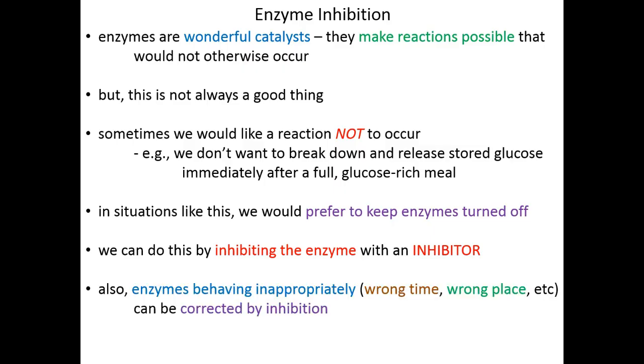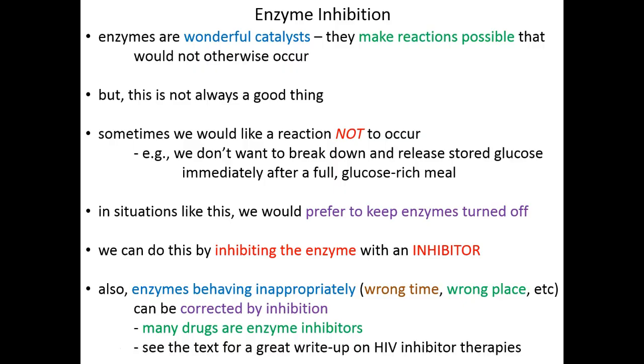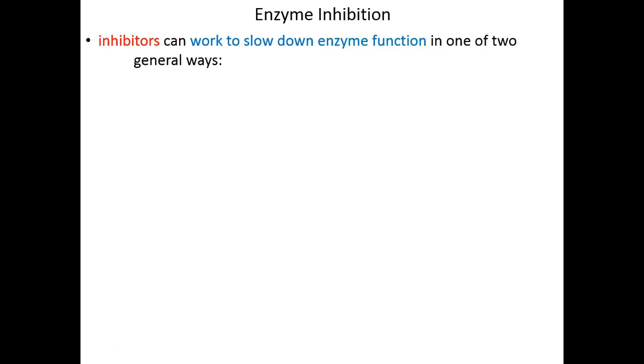Also, enzymes behaving inappropriately, that is, they're doing their function, but they're doing it at the wrong time or in the wrong cellular place, can also be temporarily corrected by inhibition. In fact, many drugs that are developed by the pharmaceutical companies are enzyme inhibitors, and they work by turning enzymes off at particular times or in particular places, and that inhibition of the enzymes can restore a patient to full health. The text has a great write-up on HIV inhibitor therapies and how those inhibitors work to keep people harboring the HIV virus keep their symptoms at bay. And so if you're looking for a quick related read that's of interest, certainly check that out in the textbook.